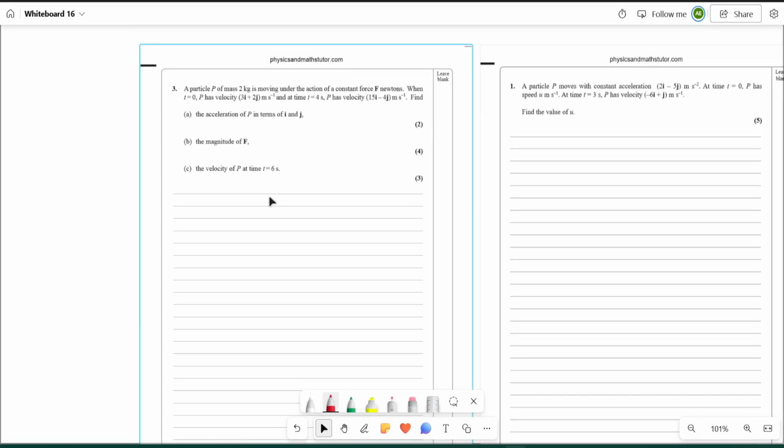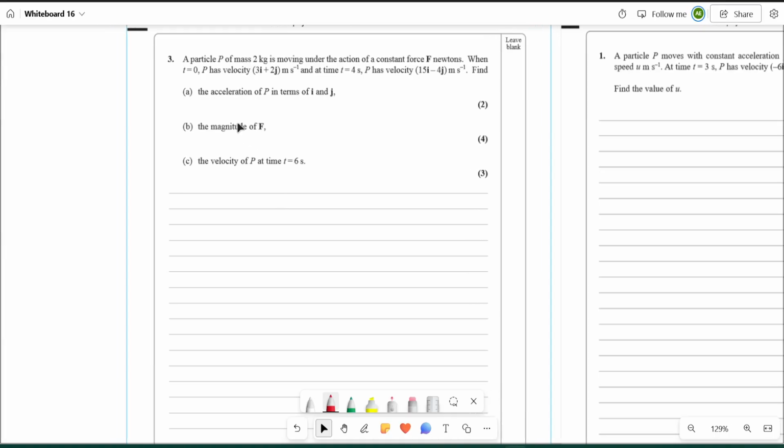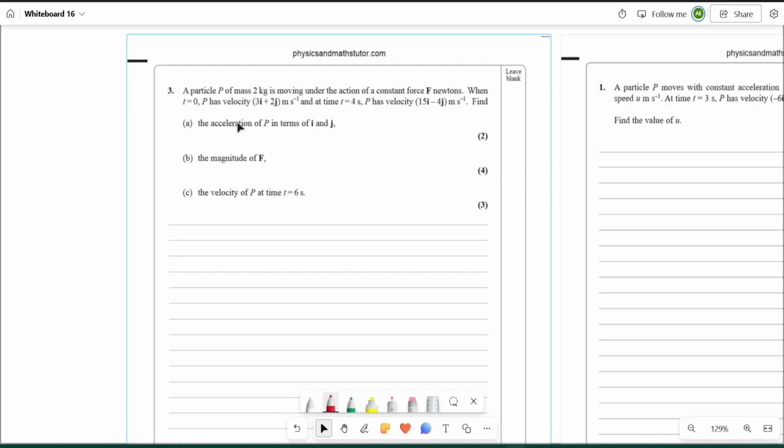So this next question looks like an application of vectors. So we're dealing with forces here. A particle P of mass 2 kilograms is moving under the action of a constant force, F newtons. This question comes a lot. When t equals 0, P has a velocity of 3I plus 2J, and at time t equals 4, P has a different velocity. So now we're not moving with the same velocity, we're changing velocity. So probably we have acceleration.